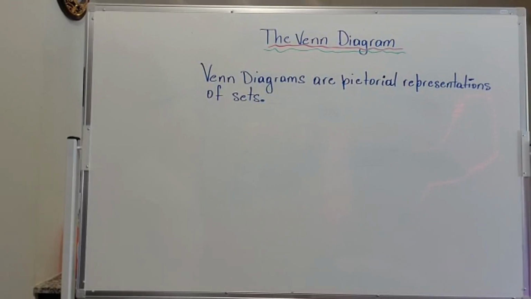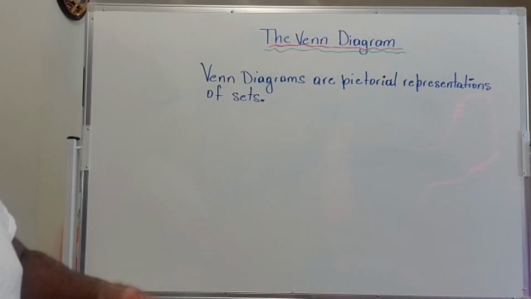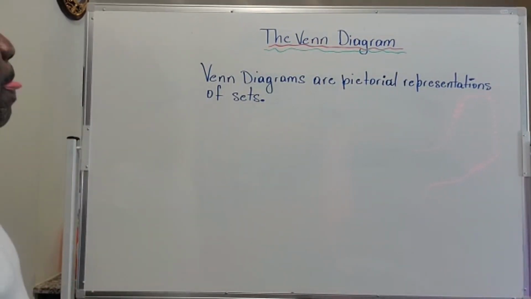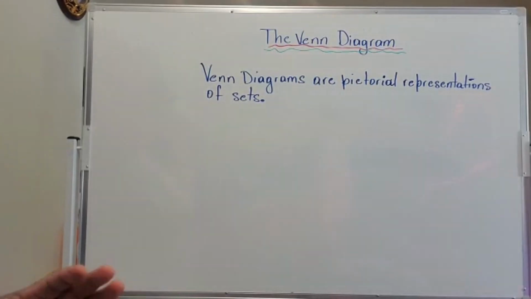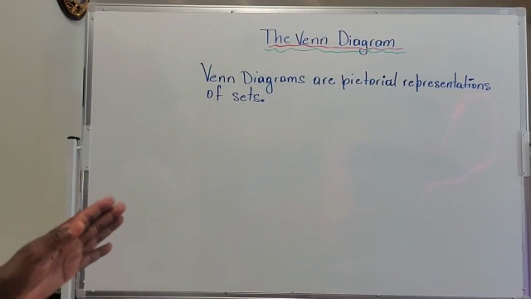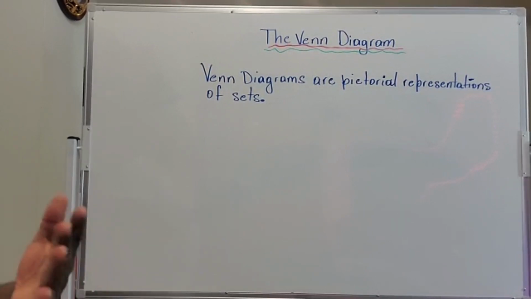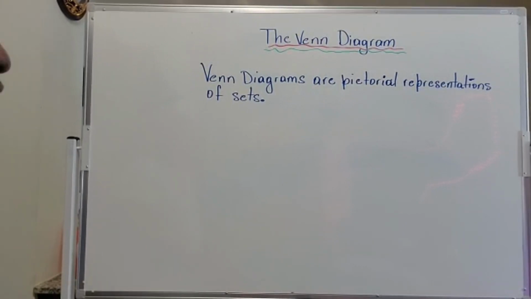So welcome to my YouTube video. In this lesson, my focus is on the Venn diagram. So I believe this is my third lesson in relation to sets. Now, I want to look specifically at the Venn diagram. As the information says, Venn diagrams are pictorial representations of sets. So it's like a picture of the set.